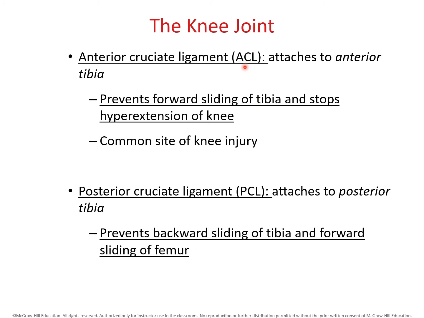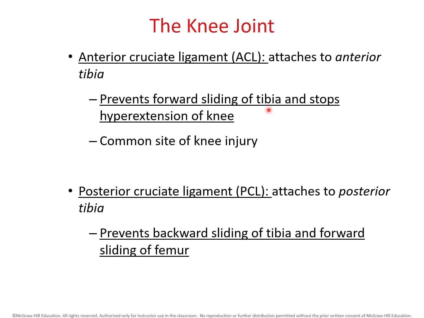A little bit more here about the ligaments, ACL and PCL. I do predict you will have a question about this slide. Your knowledge of this slide will matter. ACL attaches to the anterior tibia. This is why it's called the anterior cruciate ligament. And you should know what's so important about this ligament. The ACL helps to prevent forward sliding of the tibia.